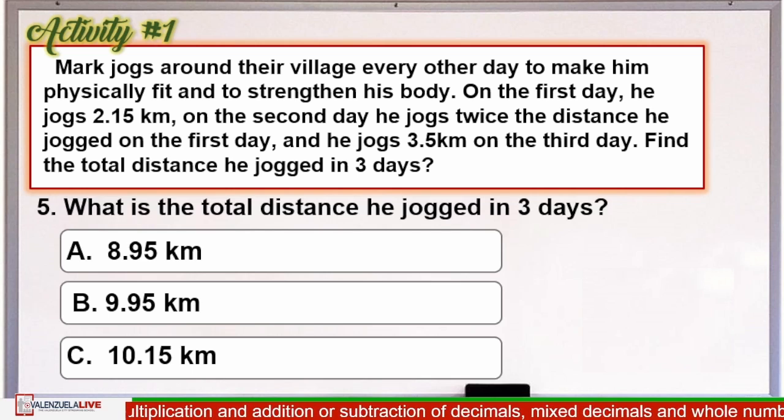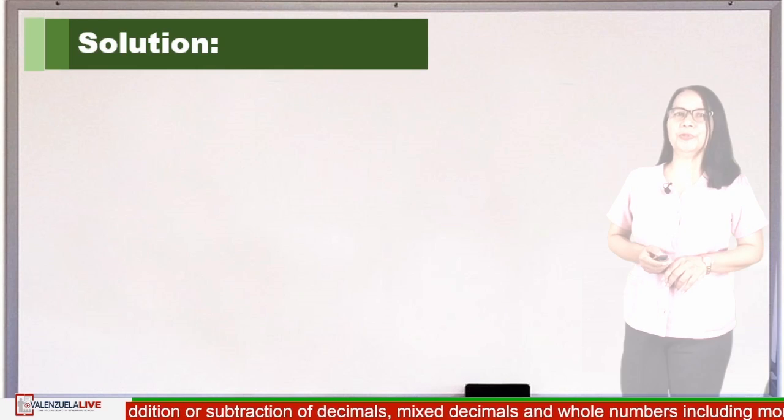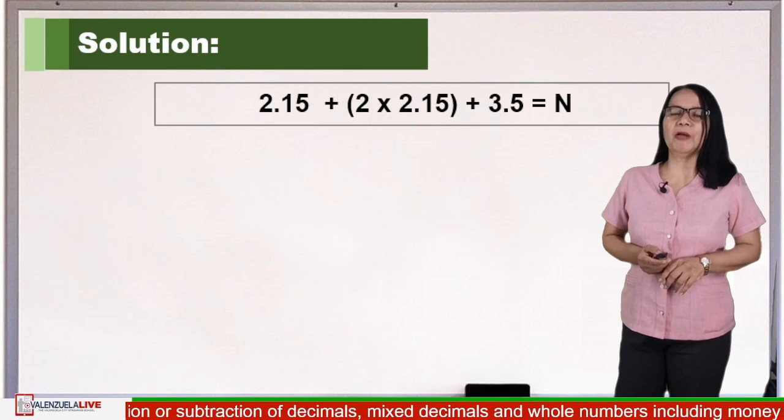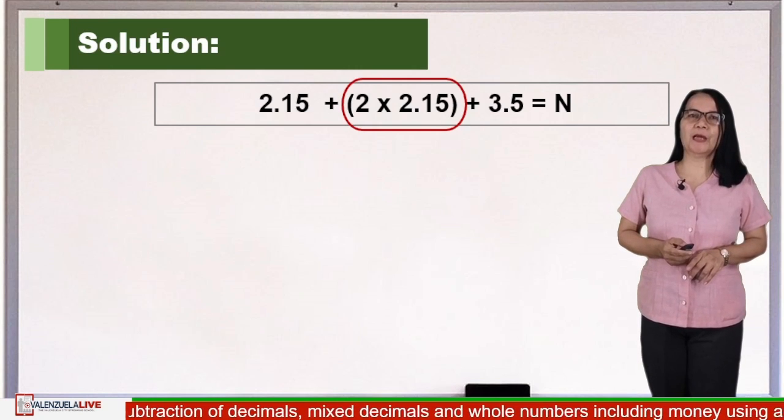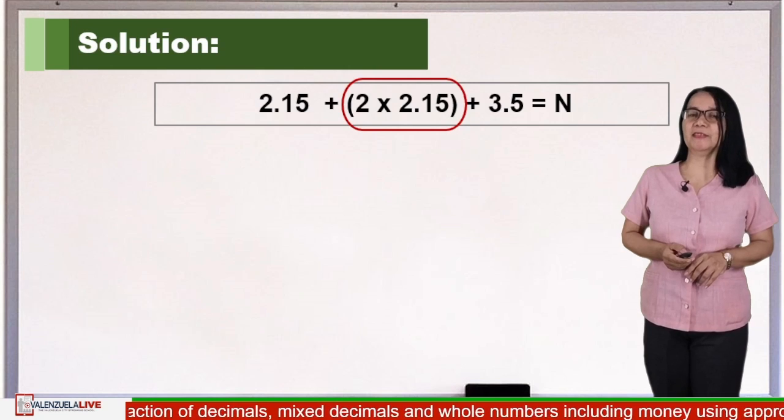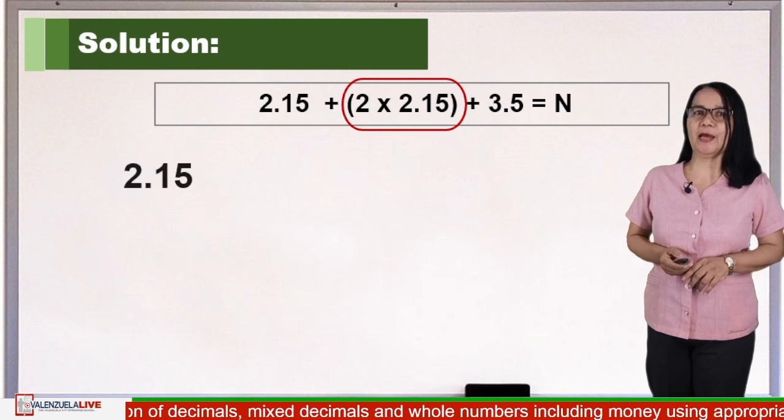Did you get the same answer? Great! How did you get your answer? I'll show you the solution. Multiply first the number inside the parentheses. 2 times 2 and 15 hundredths is equal to 4 and 30 hundredths.